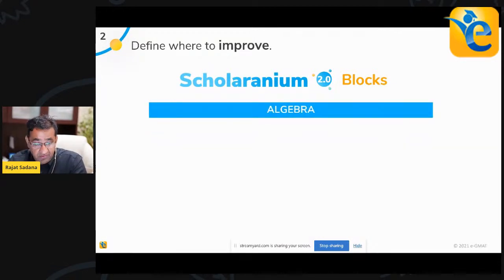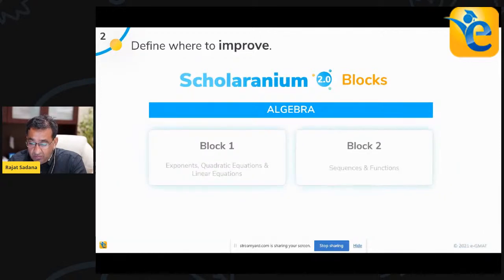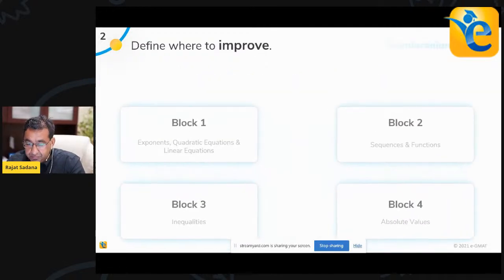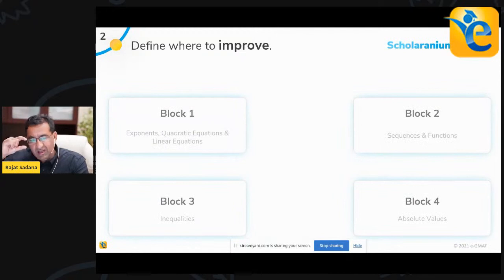So in algebra, for example, you'd have 4 blocks over here. And you can filter by difficulty level and recency across these blocks. And what this allows you to do is precisely define the block where you need help. And it then allows you to track your improvement. And because you're focusing on a block level, it ensures that if you improve at a block level, that will lead to a tangible improvement at a subsection level, which in turn will lead to a tangible improvement in that score out of 800 or so.